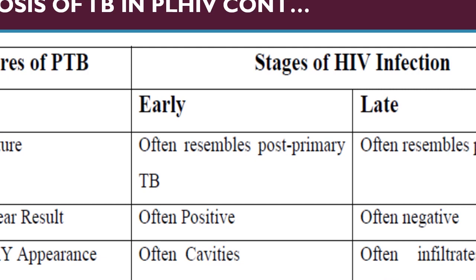At the early stage, the sputum results are often positive and the X-ray findings can have cavities, but at the later stage of HIV infection, it resembles primary tuberculosis. The smear results are often negative, and the infiltrates without cavities are more evident on X-ray.